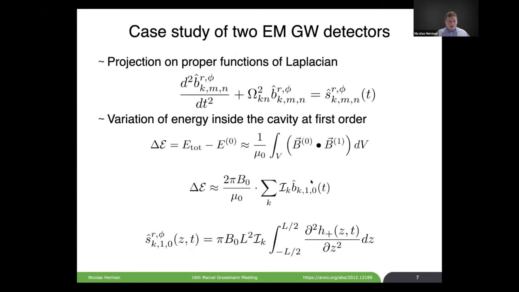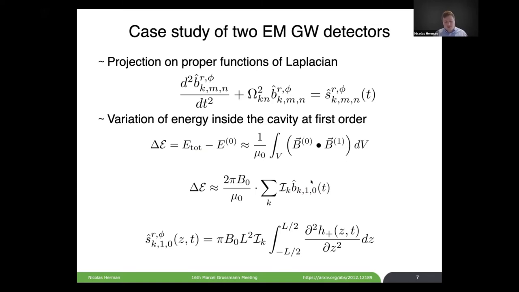So if we go back to our wave equation, we can project this on the proper functions of the Laplacian. And for each KMN mode, we can obtain a harmonic oscillator equation here. And if we want to compute the energy variation inside our cavity at first order, we have this formula, and we can show that only the K1-ho modes will contribute to the energy variation.